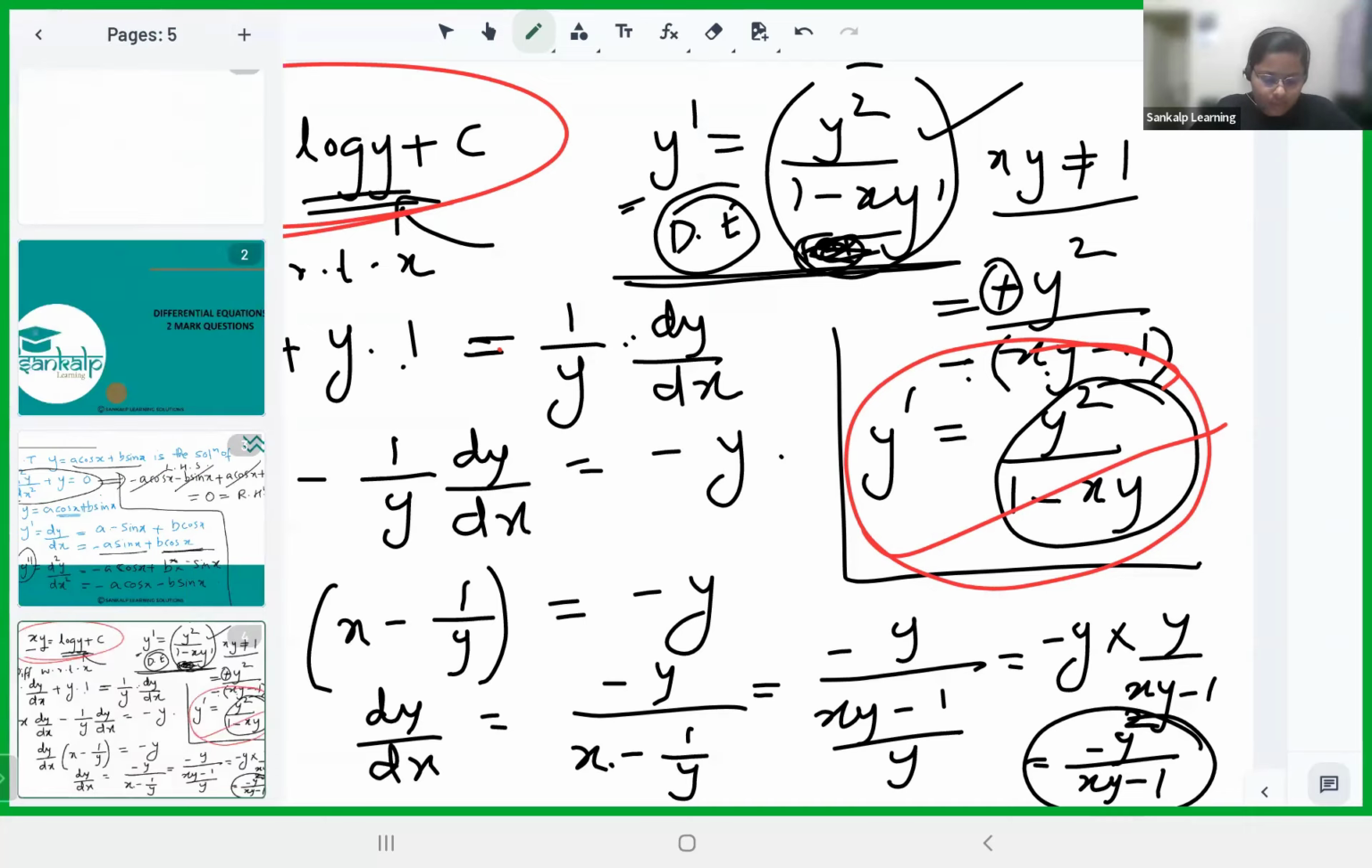Now we are moving on to some questions from variable separable form, that is finding the solution of a first order, first degree differential equation by using variable separable form. So I hope you know a differential equation is said to be variable separable form if it is of the form m dx plus n dy is equal to 0. We can explain it with the help of the question itself.